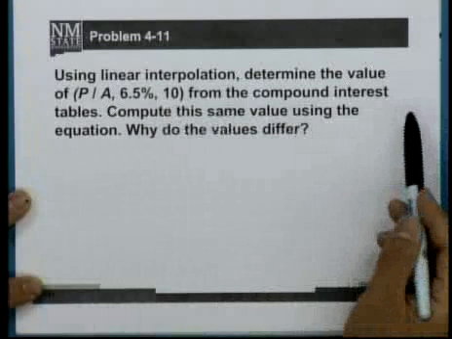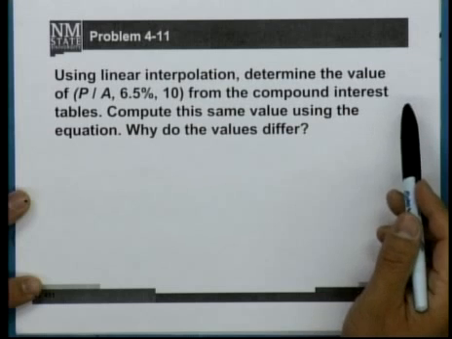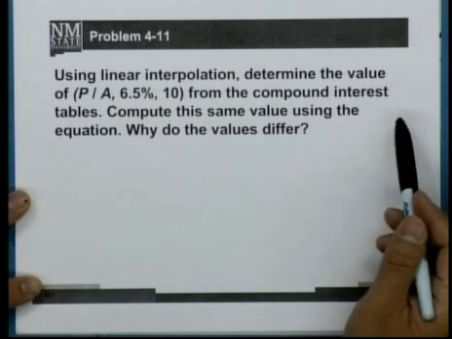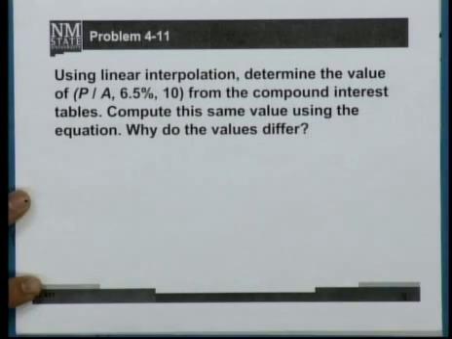This vector value from the compound interest tables. And then compute this same value using the equation. And then we need to answer why these two values are different from each other. Okay?